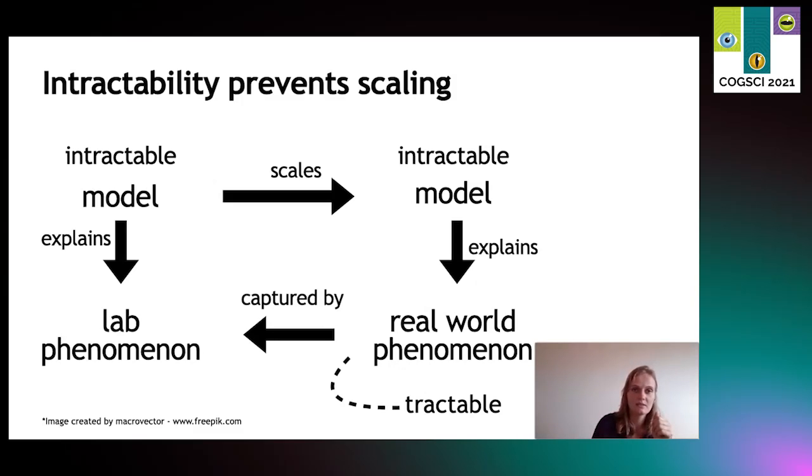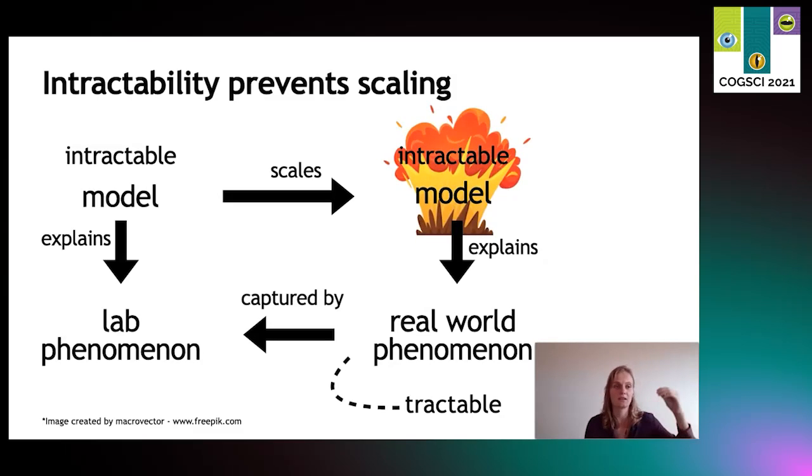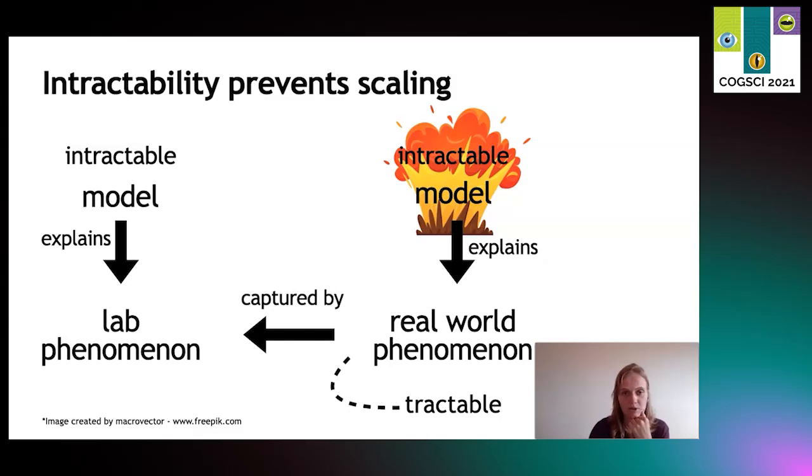Now, if we'd find that the computational model that captures our theory that we use to explain this real-world phenomenon is intractable, that has two consequences. One being that we now know that the computational model can, in principle, not scale up to the ecological scale of the real-world phenomenon. And the second consequence is that our intractable model that captures our theory cannot explain the real-world phenomenon exactly because the real-world phenomenon has to be tractable simply by virtue of the fact that it exists.